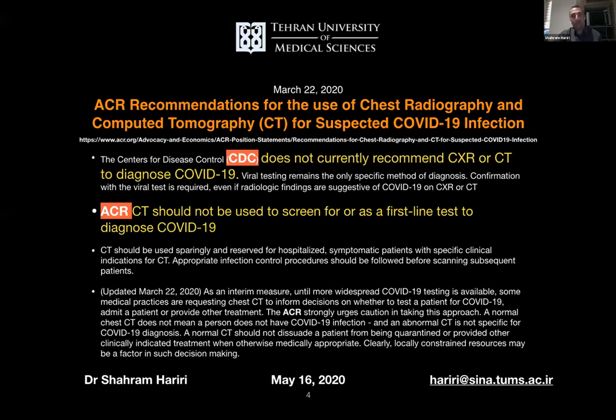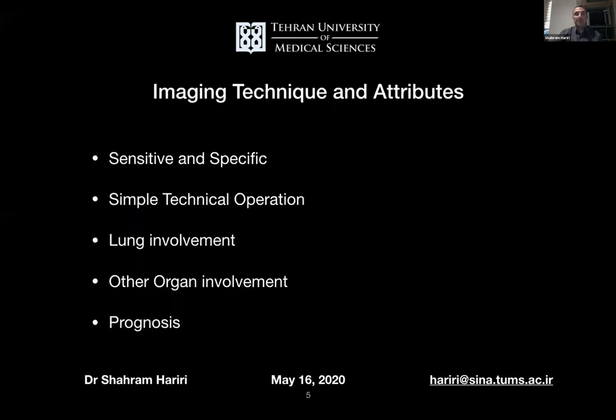You can see both CDC and ACR recommendations here. They both discourage confirming the COVID-19 disease by X-ray or CT scan. Now let's talk about the suitable imaging technique. Well, in my opinion, it should be acceptably sensitive and specific. It should be simply operated at the point of care. It should not only reveal the extent of the lung involvement, but also show other structures and their involvement within the chest cavity. If it shows some prognostic factor in relation with final outcome, that will be perfect.